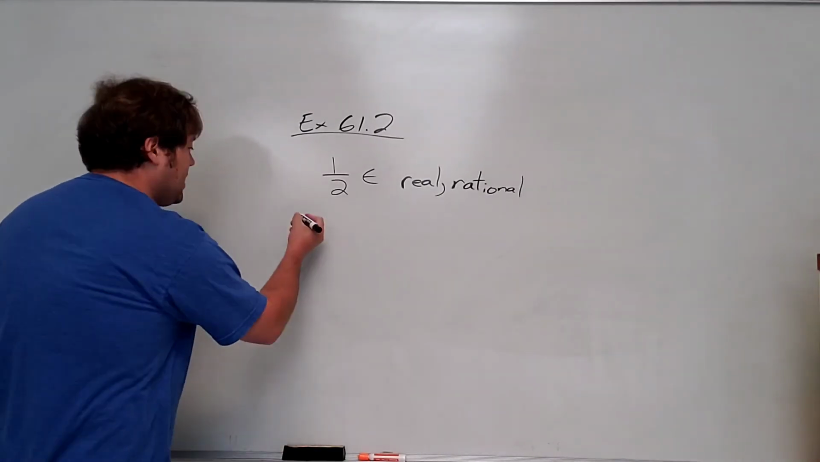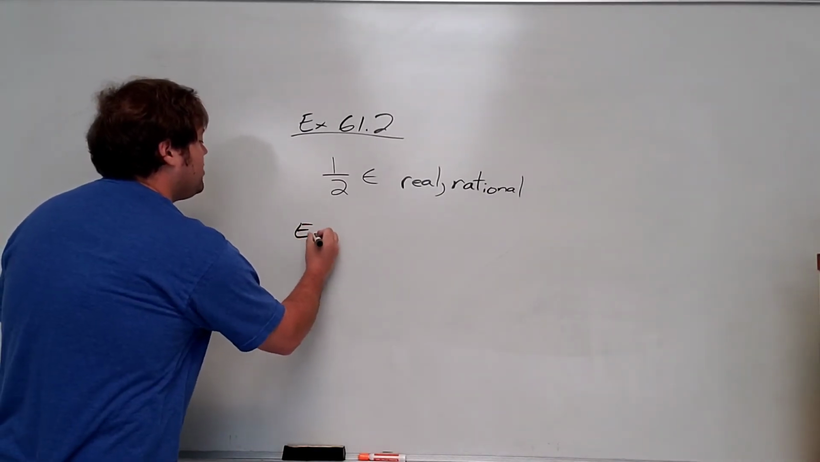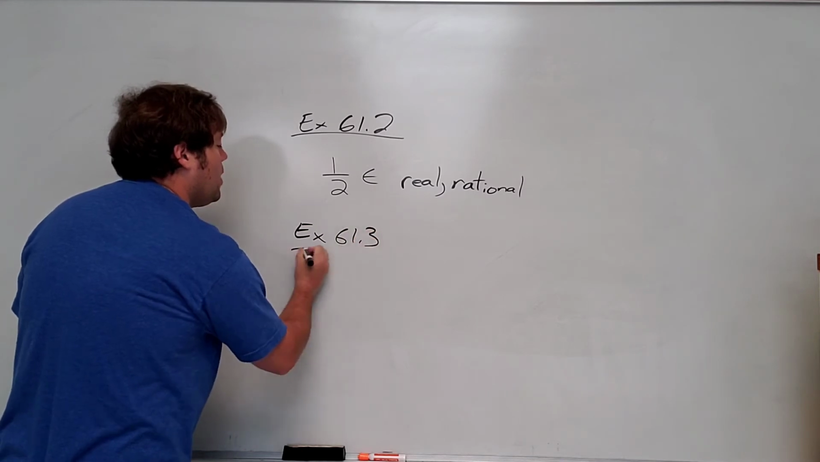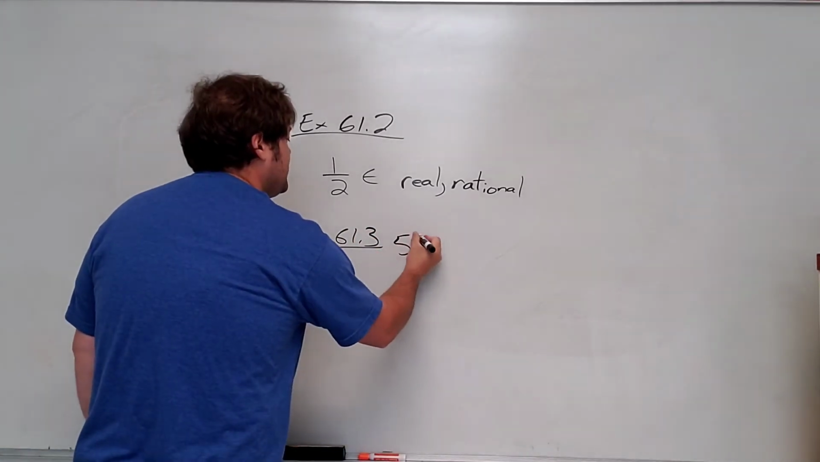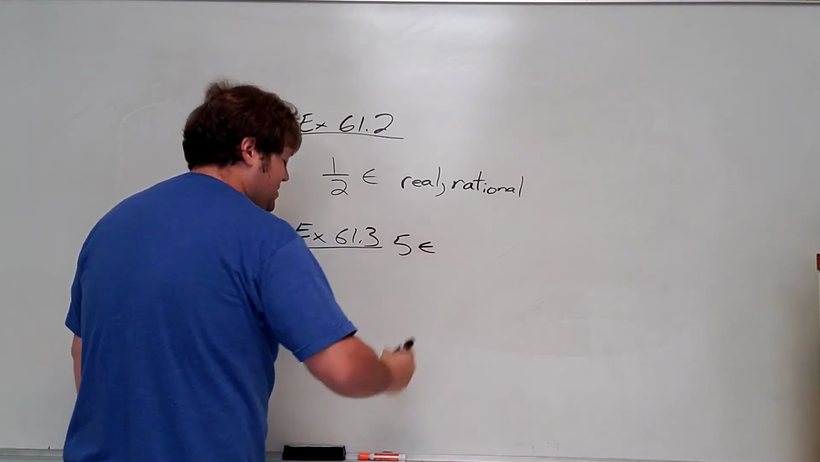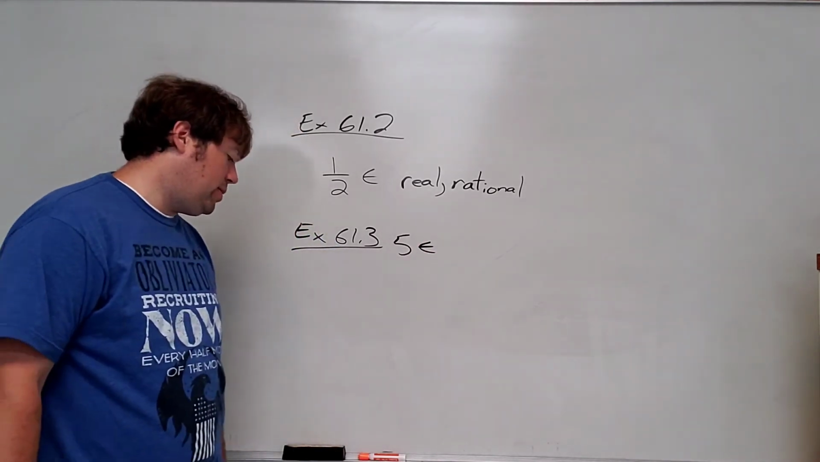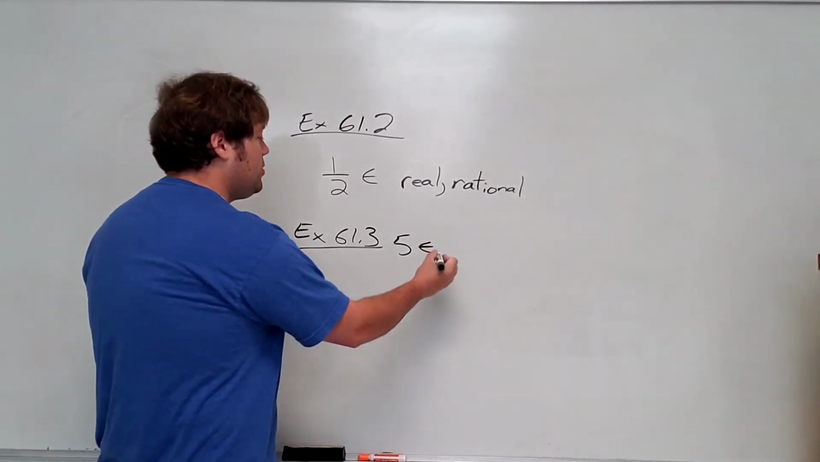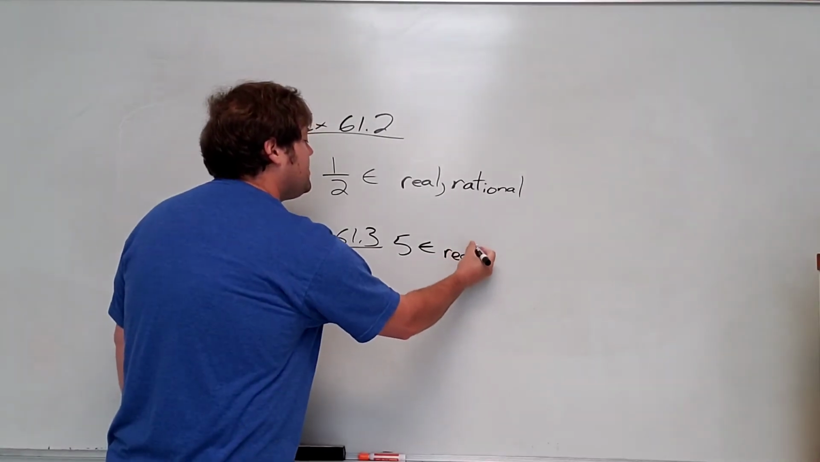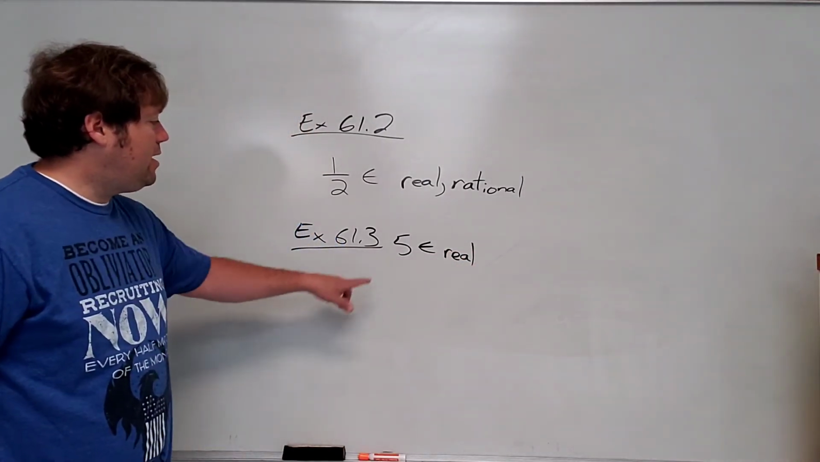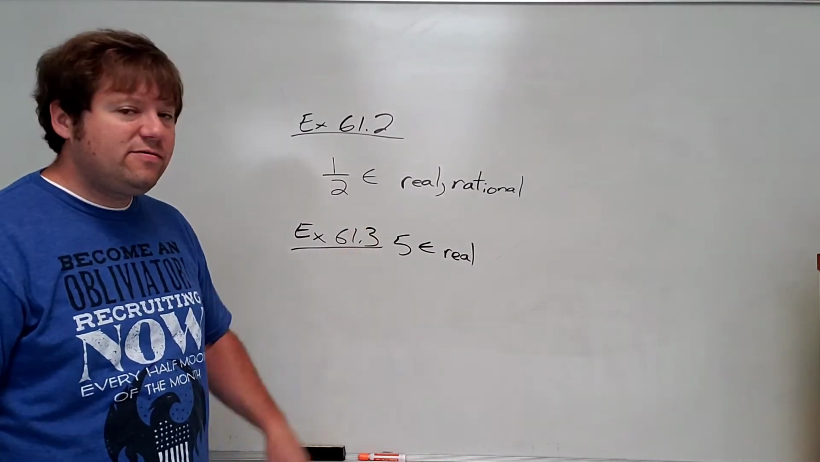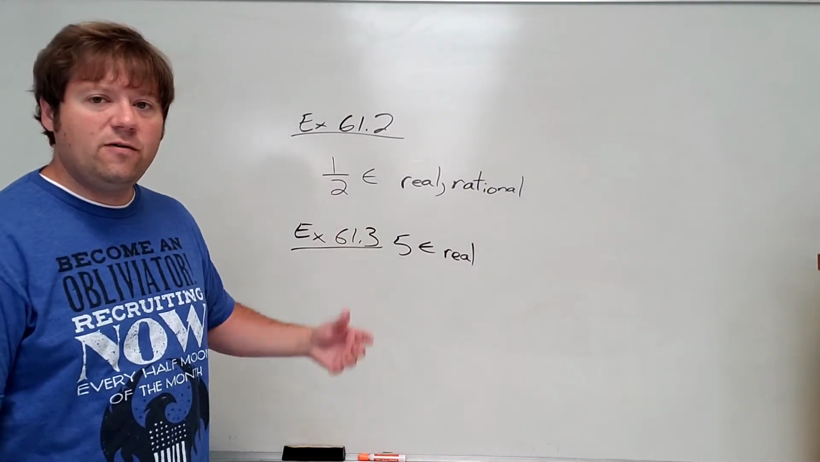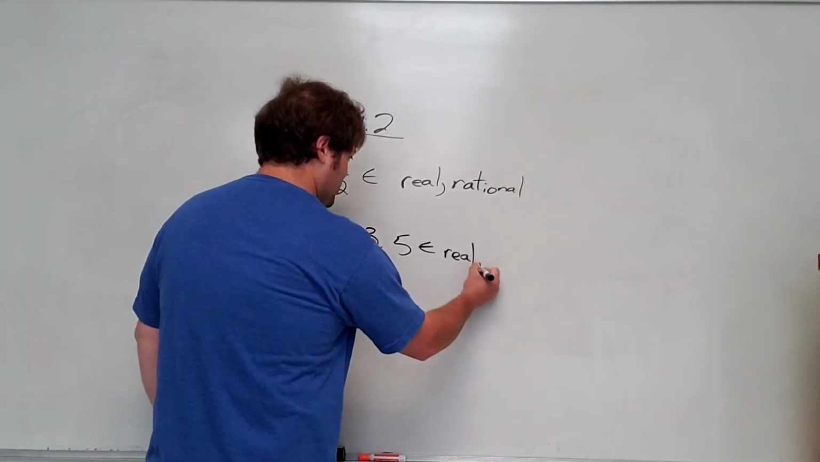All right, let's look at example 61.3. On this one, they ask 5 is a member of what set of real numbers? Well, of course, it is a real number. We can list that one always. And then remember, every number is either going to be rational or irrational. The number 5 can easily be written as a fraction, 5/1. Therefore, it is rational.